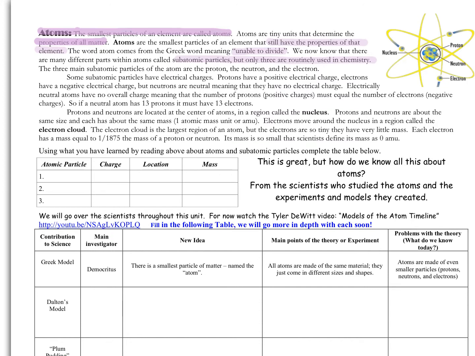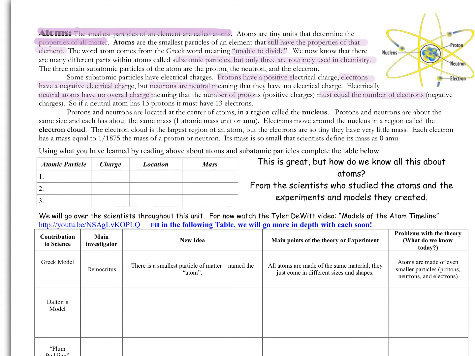Some subatomic particles have electrical charges. Protons are positive. Electrons are negative. And neutrons, as you should be able to figure out from the name, are neutral. So electrically neutral atoms have no overall charge. So the number of protons must equal the number of electrons.